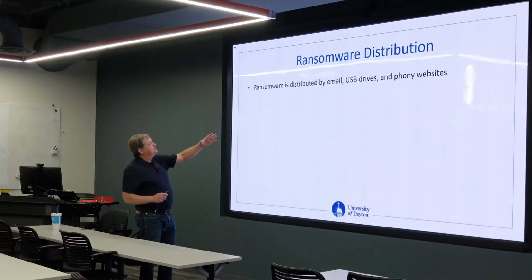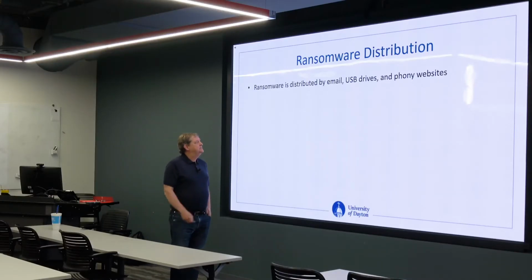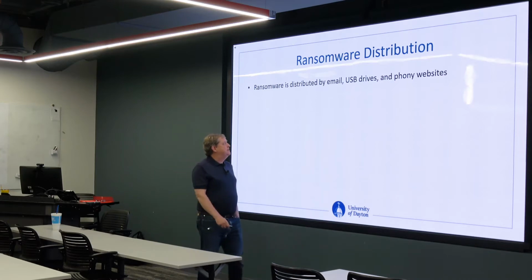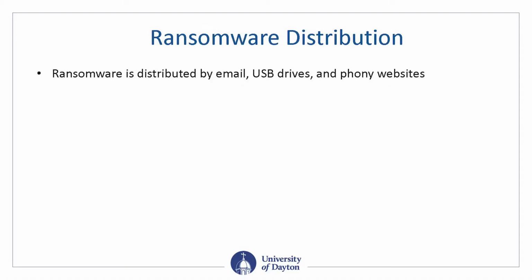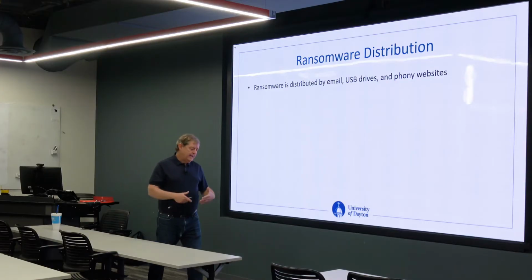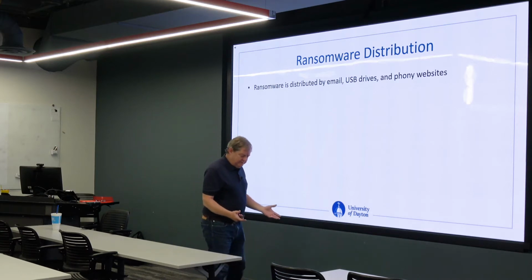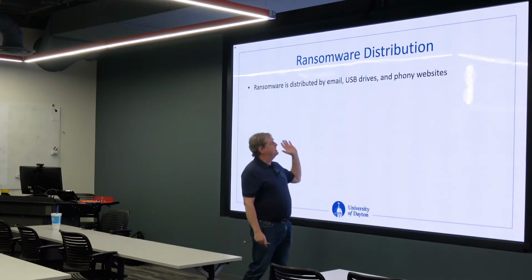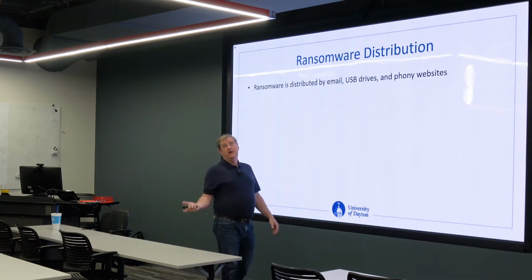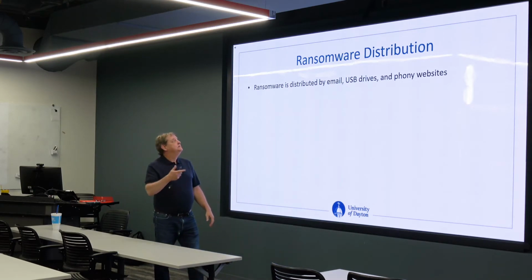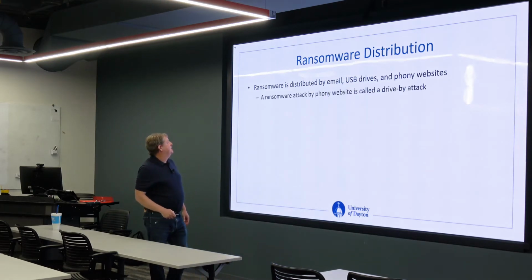Ransomware is distributed in a bunch of different ways. The most common ways we see are email, where they'll come in as links sending you someplace, or USB drives, where you find a USB drive that has malware installed on it, or phony websites. We call that drive-by attacks. Some hacker will gain access to a legitimate website, or they'll create a phony website and direct somebody there. And if they go to that website, then the ransomware gets installed on their system.